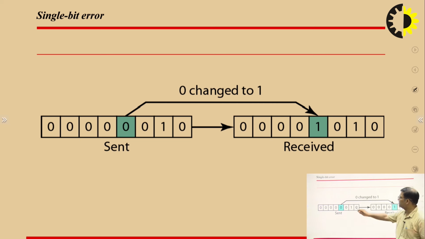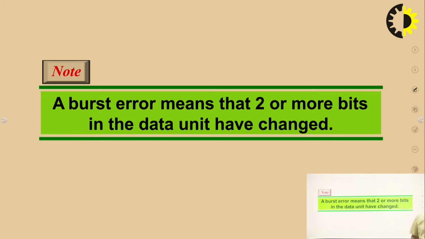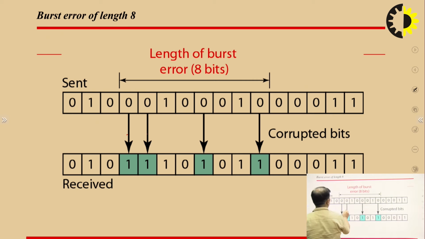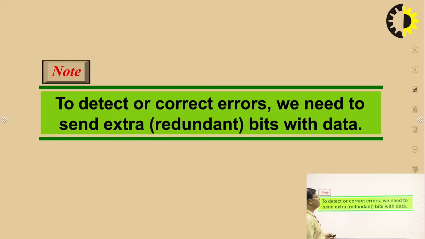So this is the single bit error: one bit has been changed. We can detect it, we can correct it. Burst error means more than one bit has been changed during data communication. So this is burst error. 1, 2, 3, 4 bits have been changed. So this is an example of burst error.